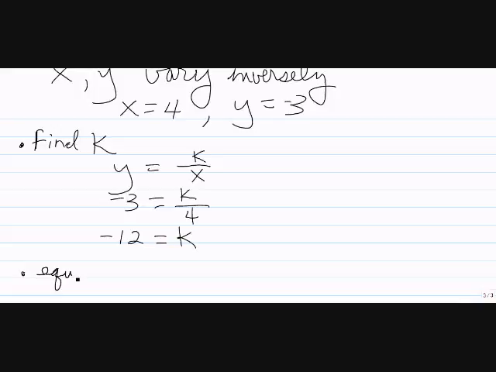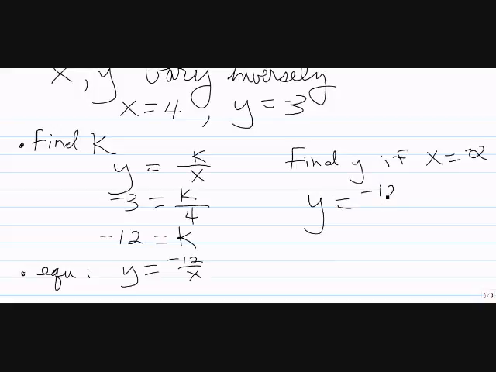My equation of inverse variation is y equals -12 over x. And now if I want to find y if x equals -2, well, y is -12 divided by -2, which is 6. Okay.